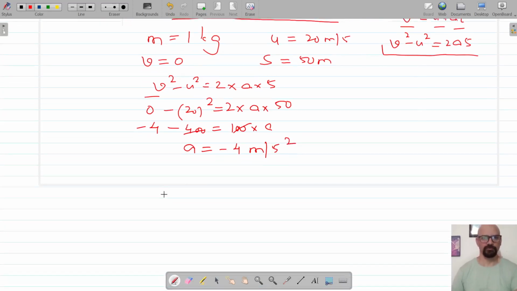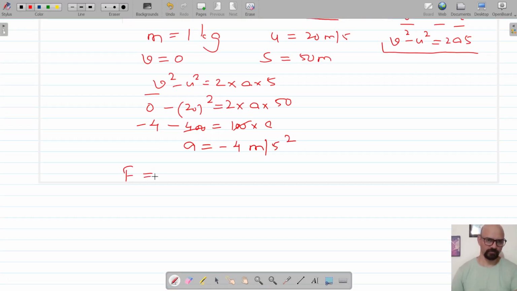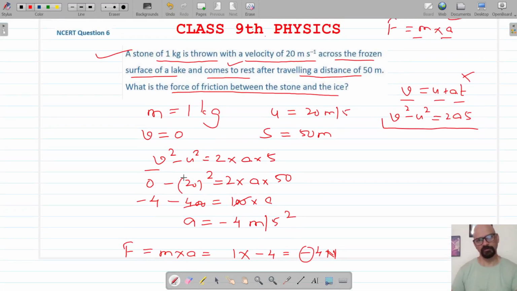Now we have to find the force of friction. So the force of friction is mass into acceleration. Mass is 1 kg, acceleration is negative 4. So this is negative 4 Newton. And negative sign here indicates that the force of friction is opposite to the direction in which the stone is going. So let's say if this is lake, and if we have thrown a stone in this direction, so the force of friction is in opposite direction. So that's why we have this negative sign. So with this, we are done with question number 6.